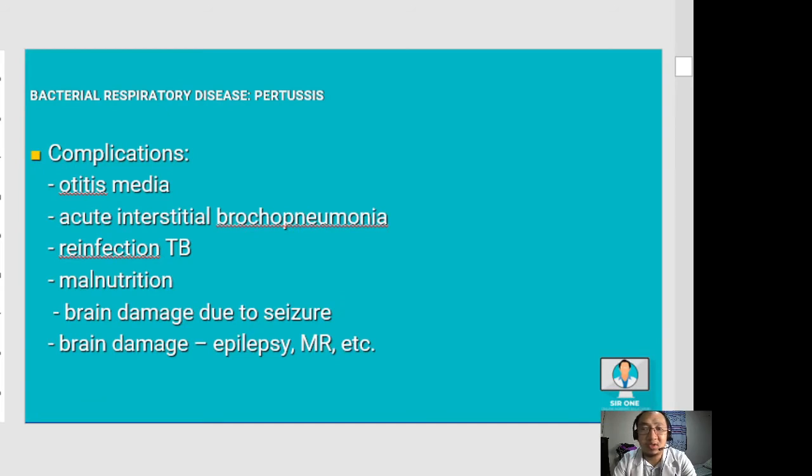Then complications are otitis media or infection of the middle ear, bronchopneumonia, TB reinfection, malnutrition, brain damage due to seizures, and brain damage can lead to epilepsy, to mental retardation. So based on the complications, it's really dangerous once you have this type of disease.